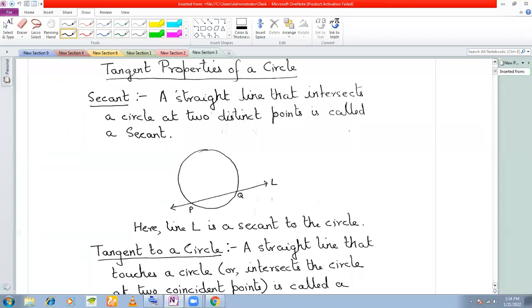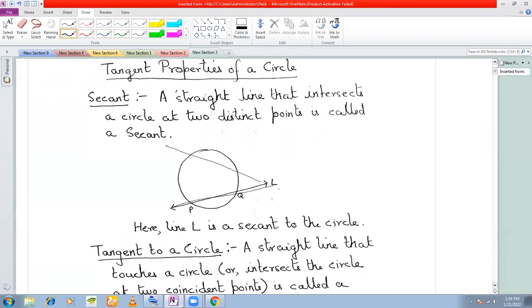If you remember from your class 9 knowledge, secant of a circle. What do you mean by secant of a circle? Any straight line that intersects the circle at 2 points is called a secant. So if you see, I have drawn this line. This is a secant of a circle.